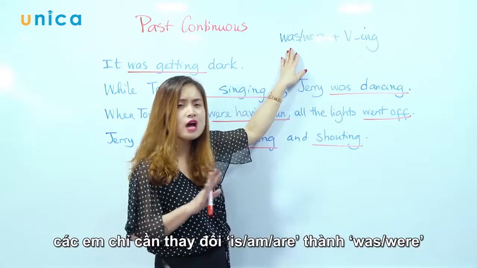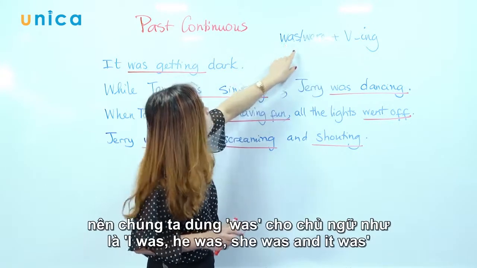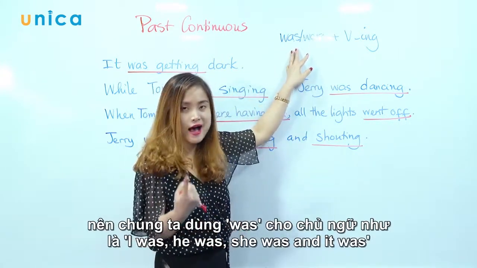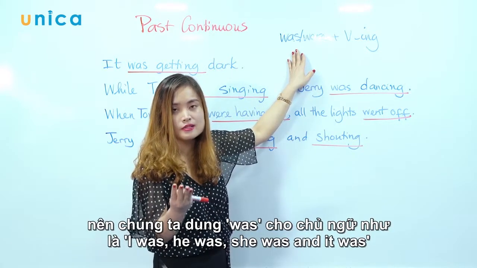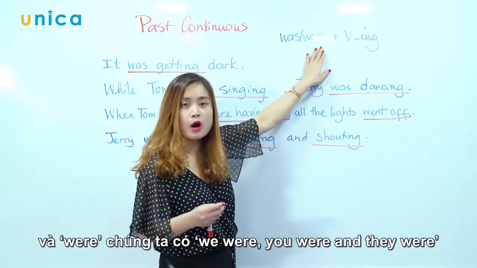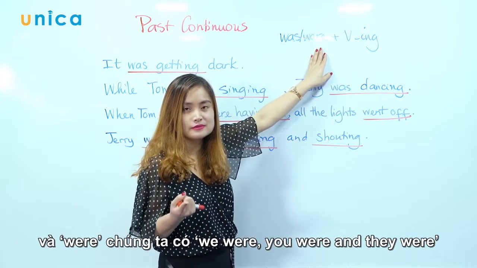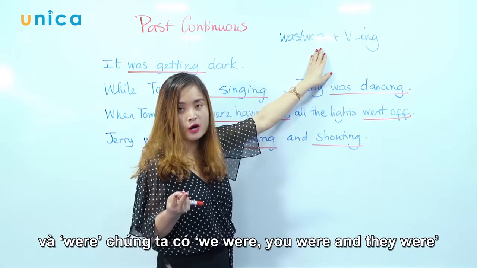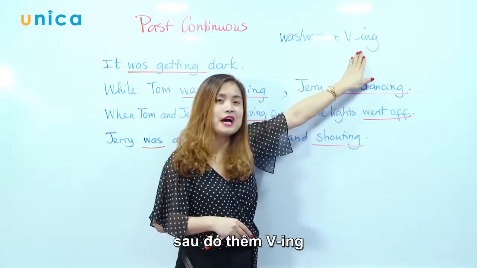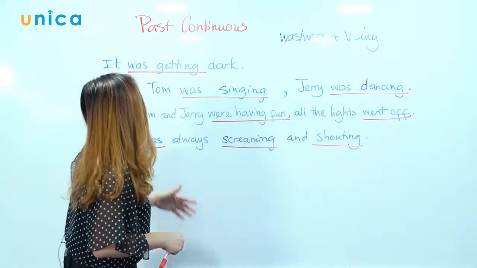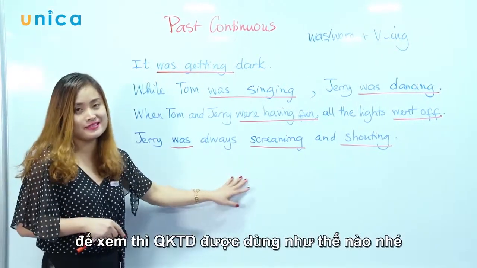Remember, was, were, okay? We use was with the subjects I was, he was, she was, and it was. And to be were, very good. We have we were, you were, and they were. Okay, good job. And after that, we add V-I-N-G. Right, so now let's have a look at an example to see how past continuous is used.